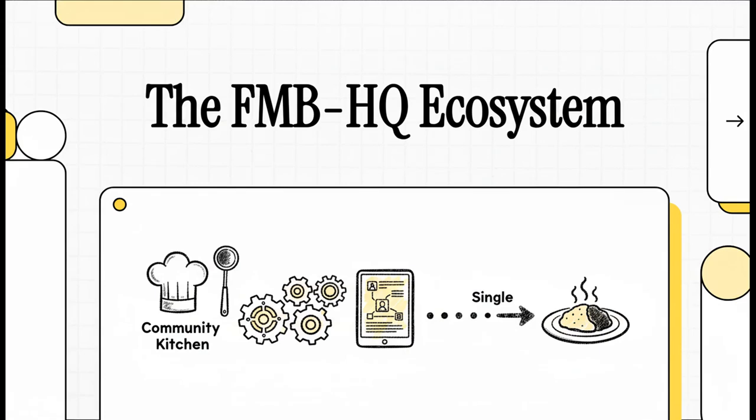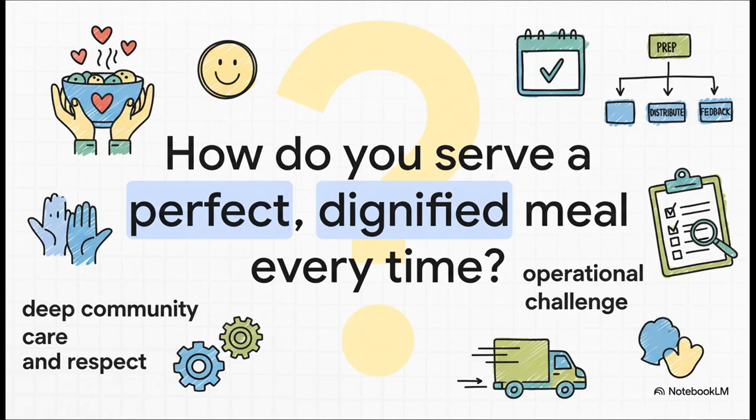Welcome to the Explainer. Today, we're going to follow the complete journey of a single community meal, all the way from a simple idea to a guest's plate, and see how a really smart system makes it all happen with incredible precision. I mean, think about that question for a second. It's huge, right? On one side, you've got this deep sense of community care, but on the other, you're facing this massive operational puzzle of planning, logistics, and making sure everything goes just right.